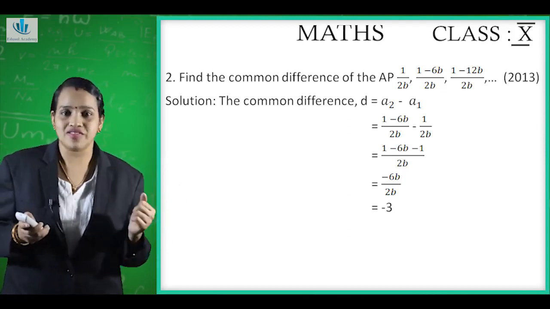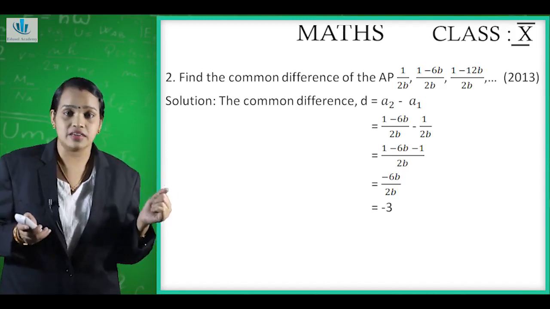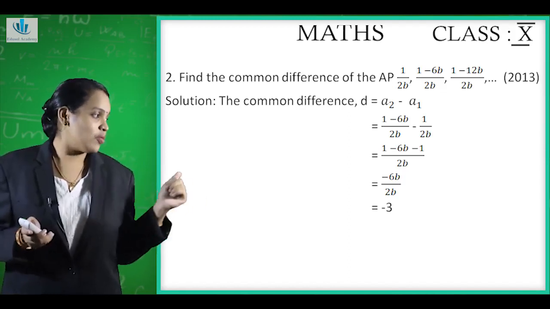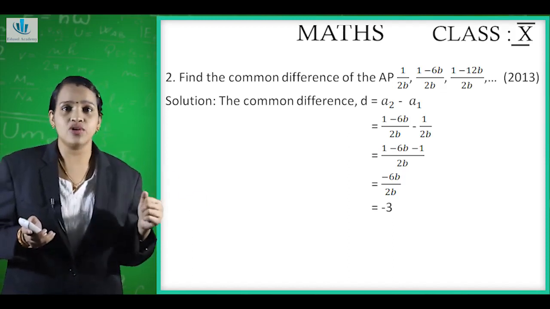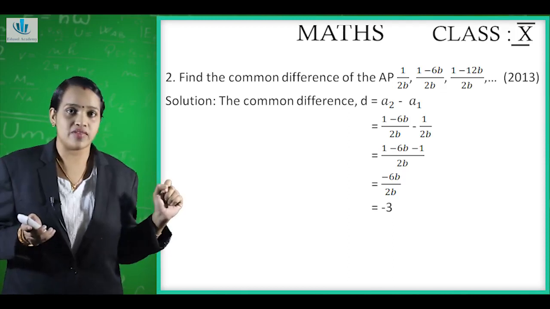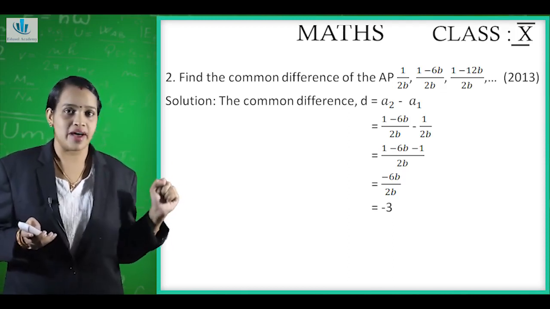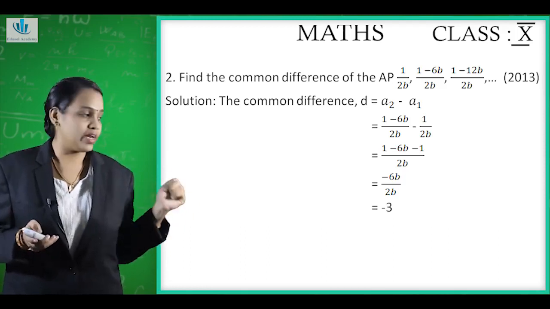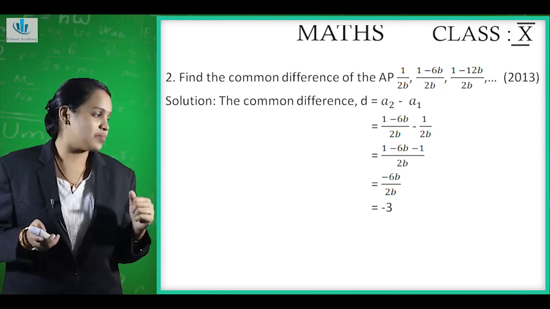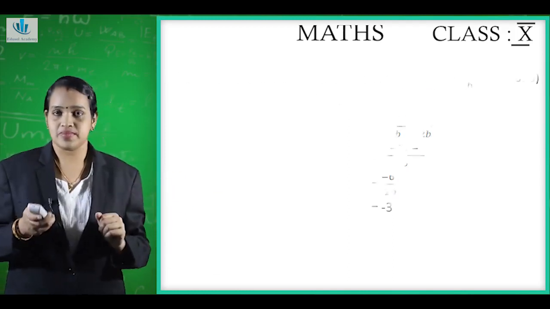Here also, we will first write the common difference. Common difference we denote by the letter D. D is equal to A2 minus A1, which is 1 minus 6B upon 2B minus A1, which is 1 upon 2B, which is equal to 1 minus 6B minus 1 upon 2B, which is again equal to minus 6B upon 2B, which is equal to minus 3.